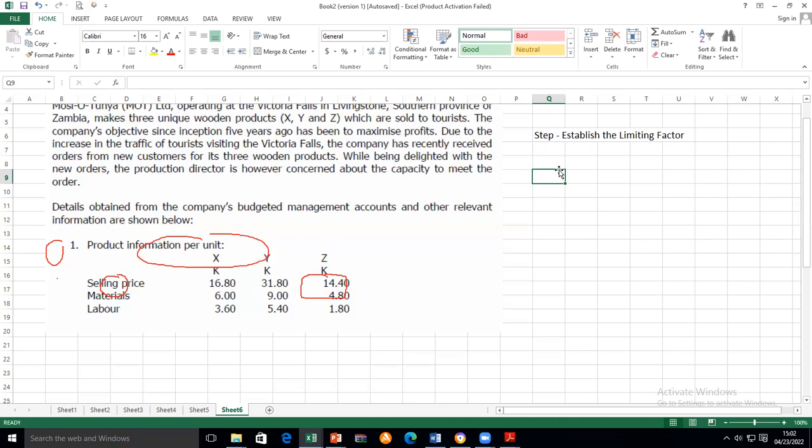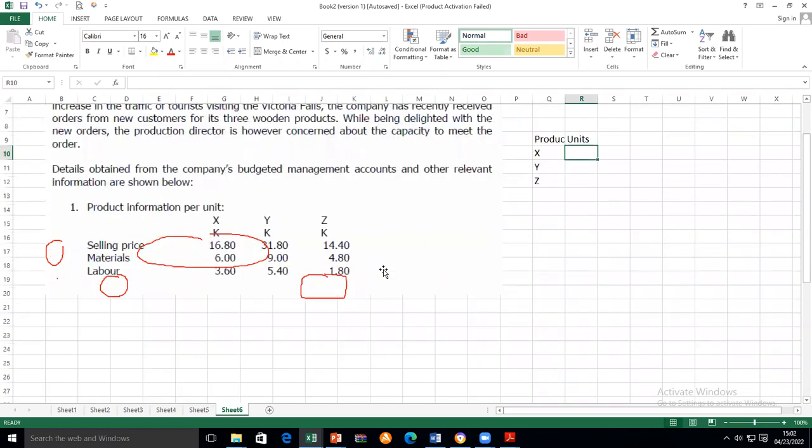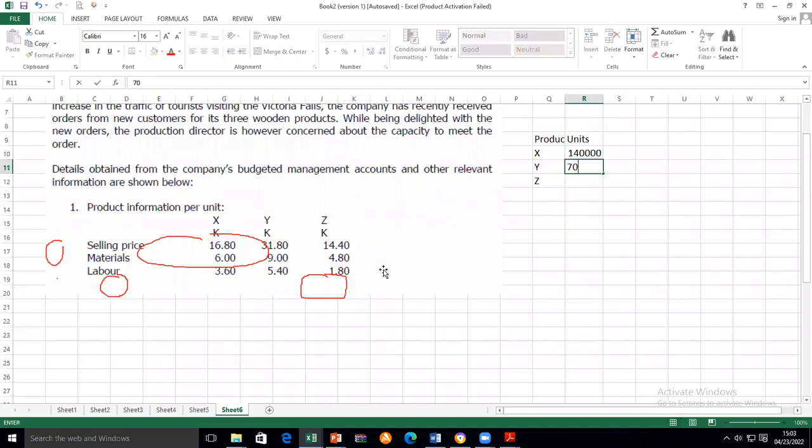So let's go. You've got your product. The products are X, Y, and Z. The units, according to the budget, are 140, 70, and 90.